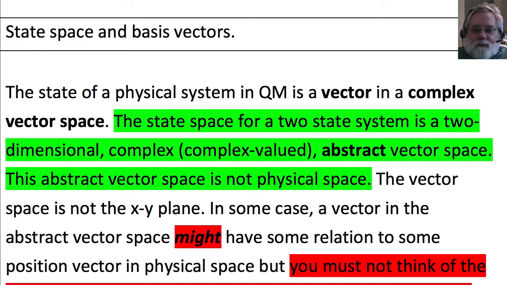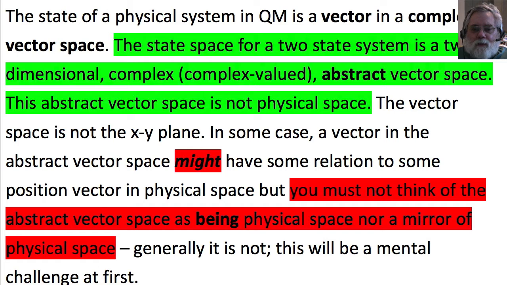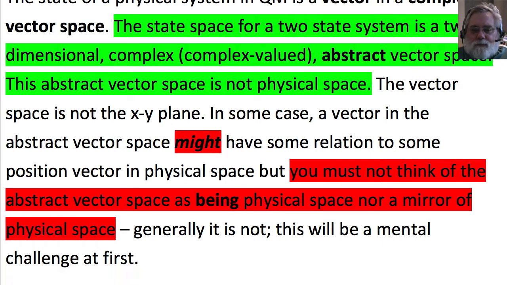The vector space is not the xy plane. The xy plane is two-dimensional. The abstract complex vector space is two-dimensional, but it is not the xy plane. In some cases, a vector in the abstract vector space might have some relation to some position vector in physical space, but you must not think of the abstract vector space as being physical space, nor a mirror of physical space. Generally, it's not. This will be a mental challenge at first.